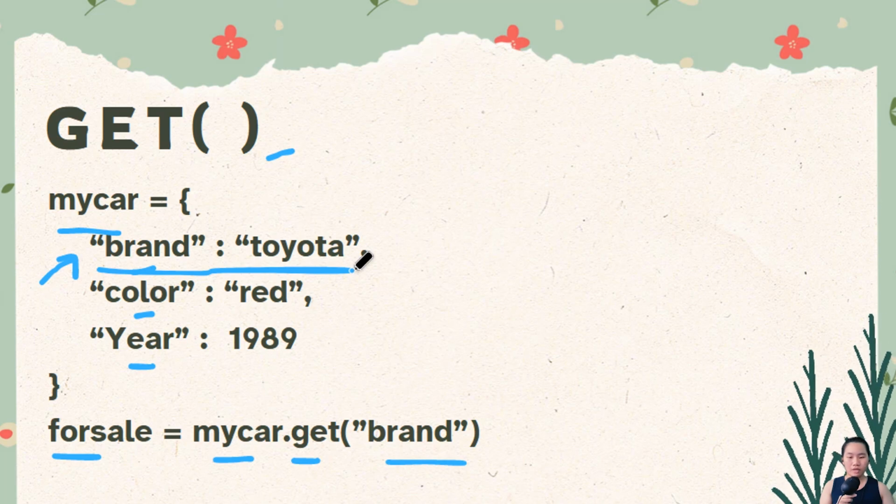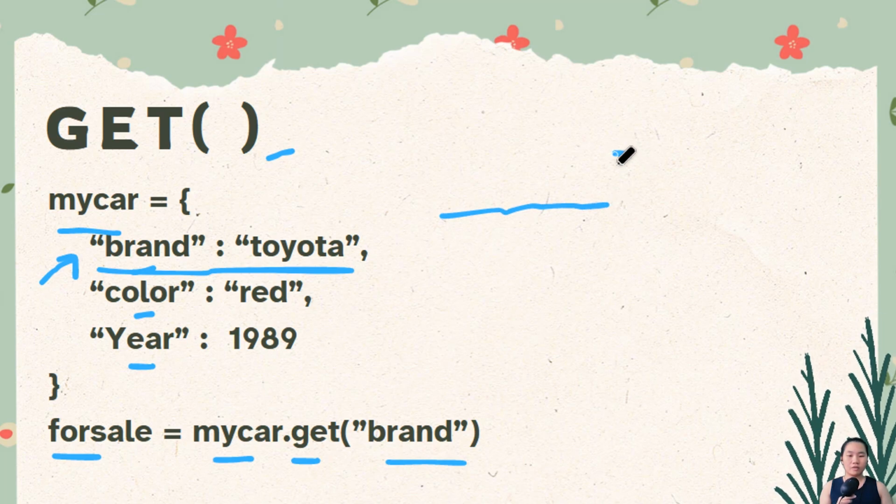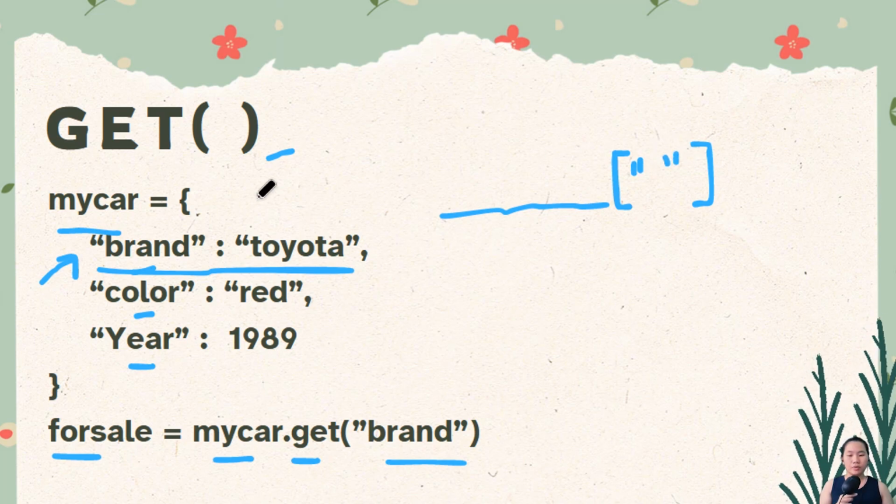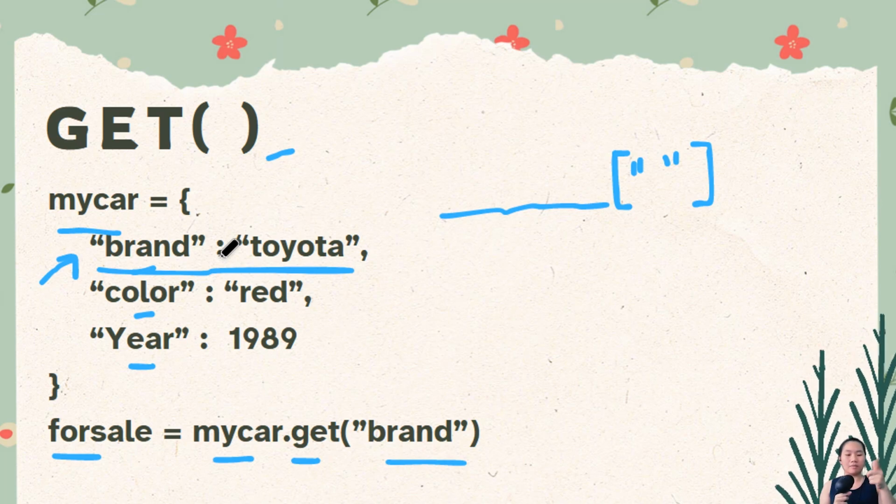Now, another way of doing this is by using the index. So you can write my car, and then you can go square brackets, and then double quotes or single quotes, have to keep it consistent. And you put in either the name of the key, like brand, color, or year. And that will give you the exact result that the get method would give you.